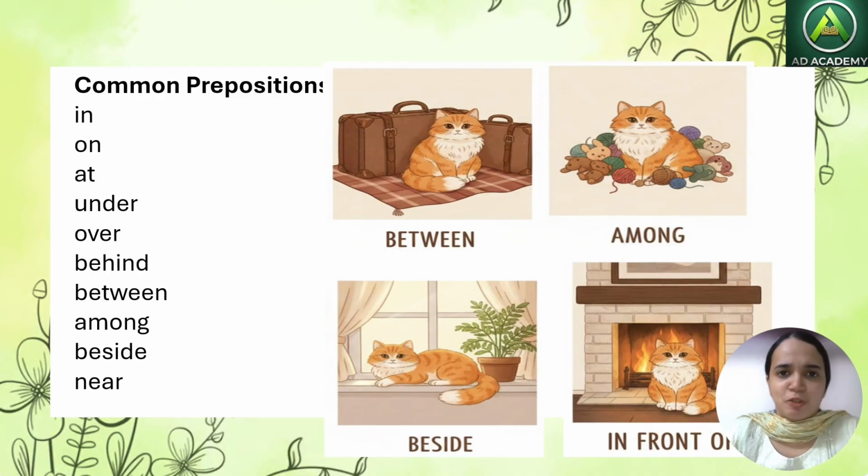There is a flower pot, and where is the cat sitting? It is beside, which means near. Again, where is the cat sitting? In front of the fire. So these are some visual representations of the prepositions that will help you to visualize them.